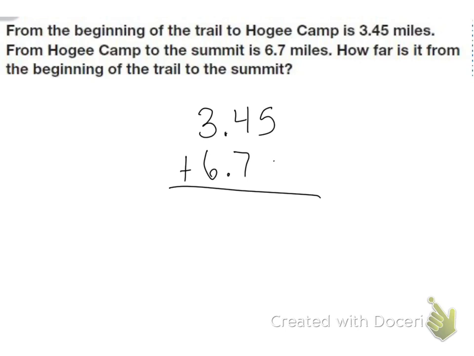Now, I don't have to put a 0 here. You can if you like to have all your numbers line up. All right. So 5 plus 0 is 5. 4 plus 7 is 11. Carry my 1. Decimal goes down. 1 plus 3 is 4. 4 plus 6 is 10. So there are 10.15 miles from the beginning of the trail to the summit.